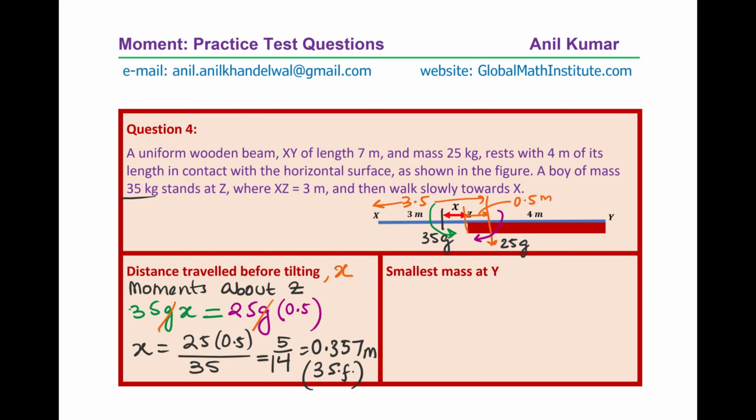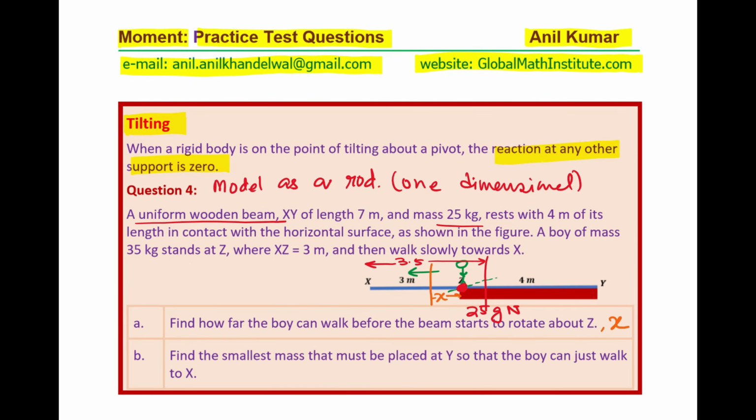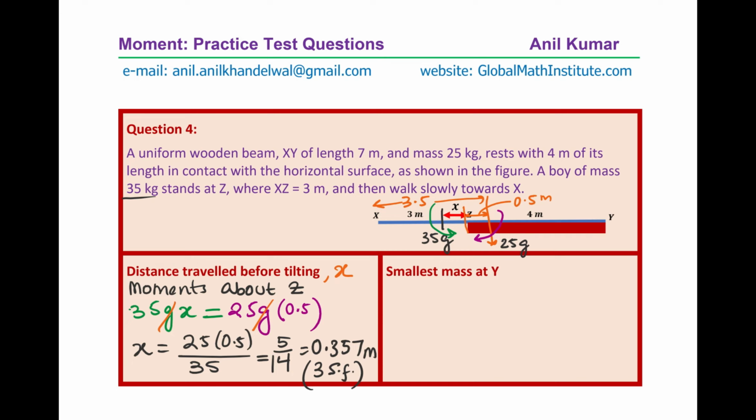So I hope this concept is absolutely clear, right? Now let's look into the second part of this question, which was: find the smallest mass that must be placed at y so that the boy can just walk to x, right? So now what we are trying to do here is, let me again make this diagram so that we are absolutely clear of what we are trying to do here.